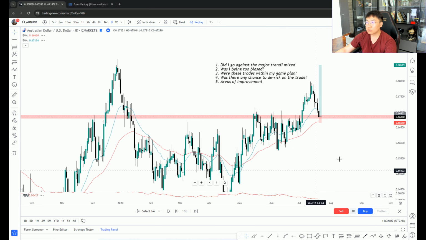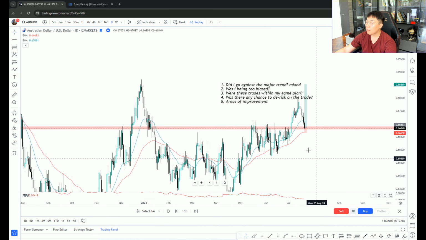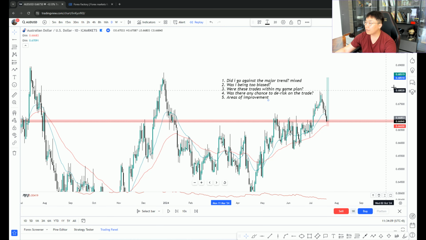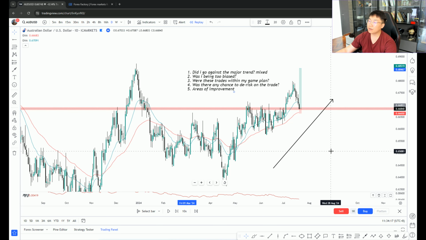This setup also is something that we waited for nearly 2 days. If you look at the daily, Aussie dollar is an obvious uptrend. We're just looking for some pullback entry, a continuation to the upside. So it was again a very clean setup. It just happened to not work well.